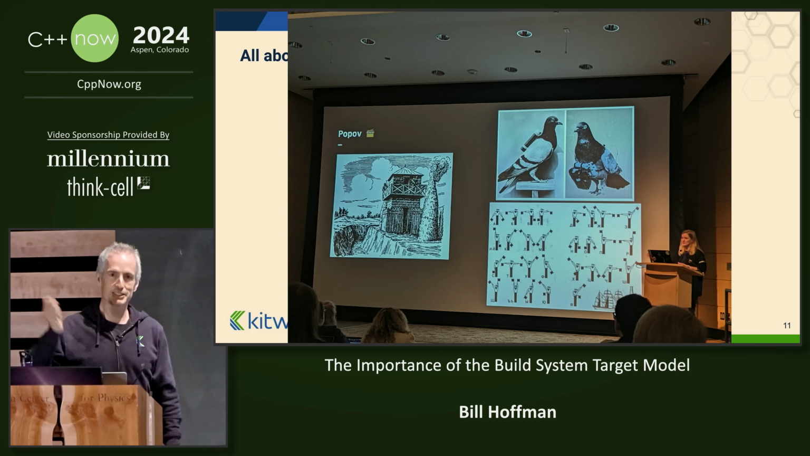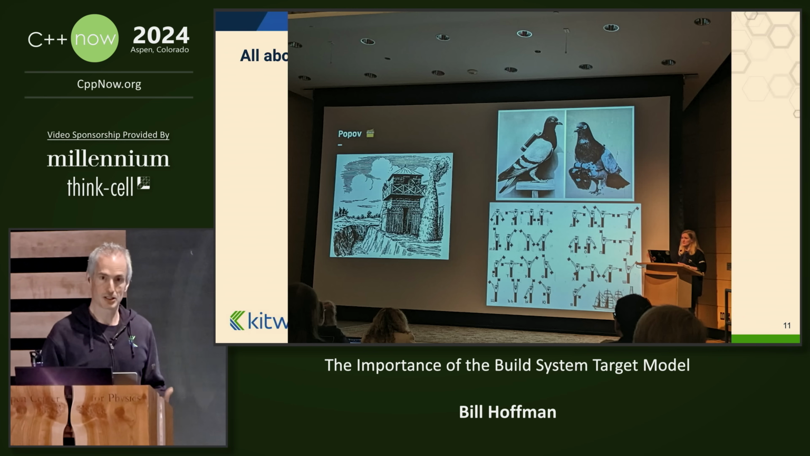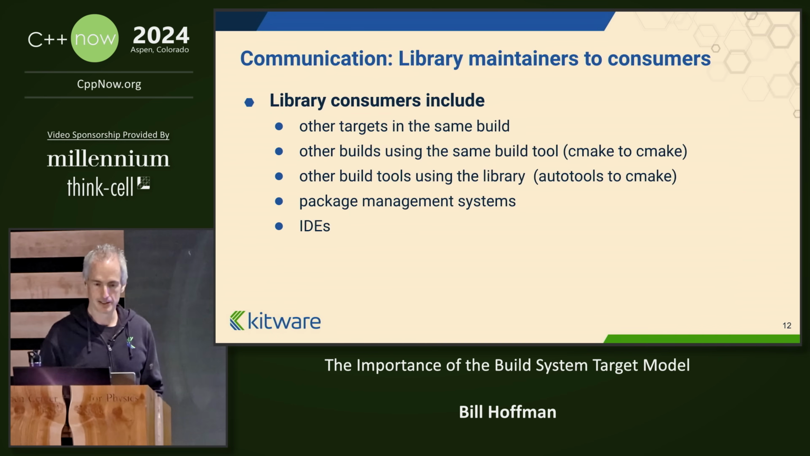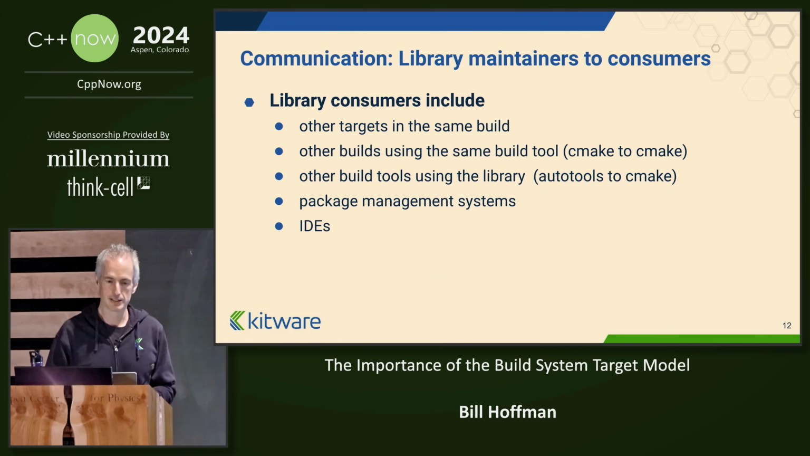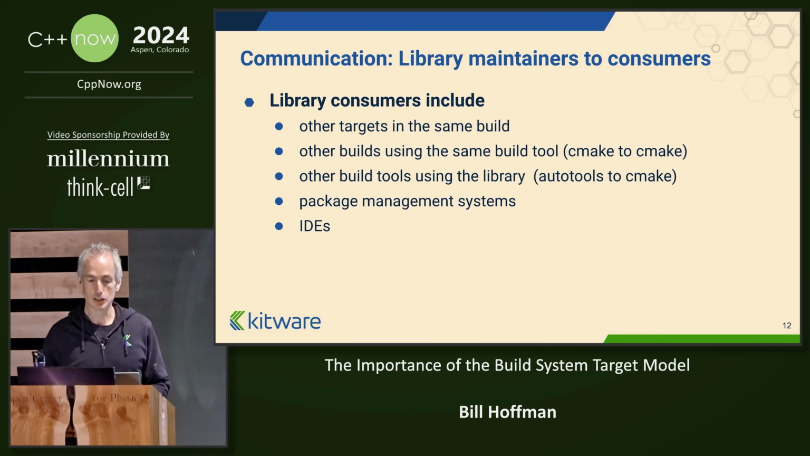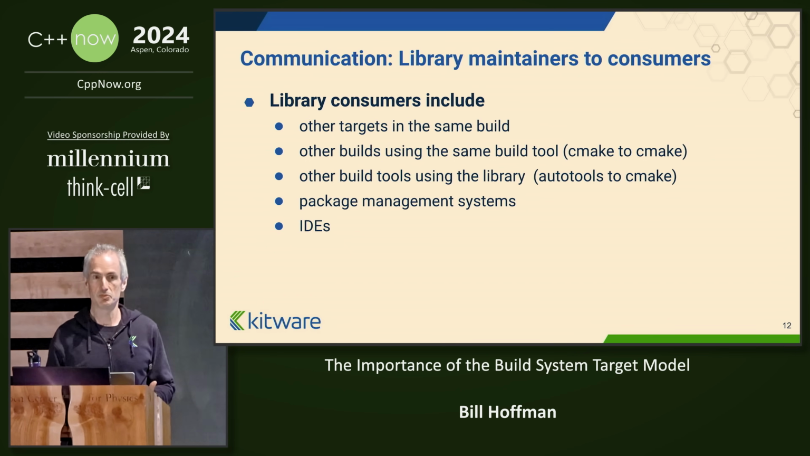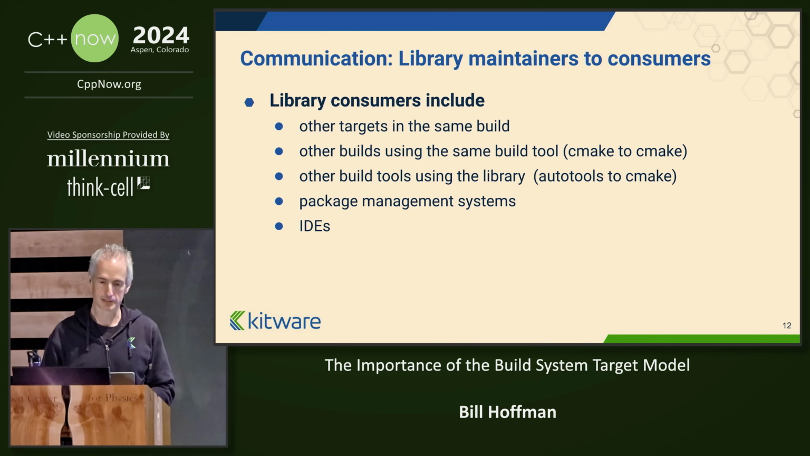So carrier pigeons, flags, a lot of that is what's going on today, or has been going on with the C++ ecosystem. So communication from library maintainers to consumers. So who are library consumers? Well, there are other targets in the same build, so inside your project. There are other builds using the same build tool, so CMake to CMake. So I build my library with CMake, I have it export some stuff, and then you use your project using CMake, and then you can use my project.